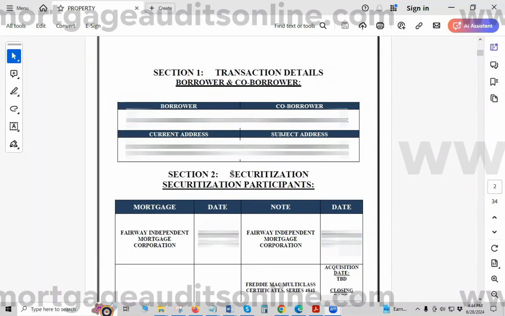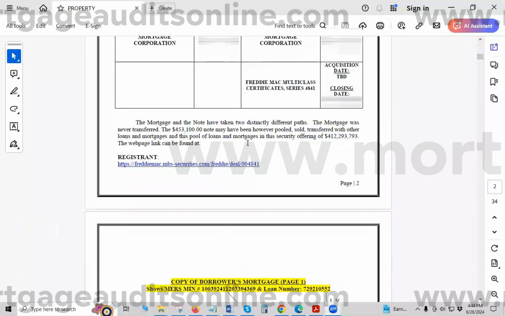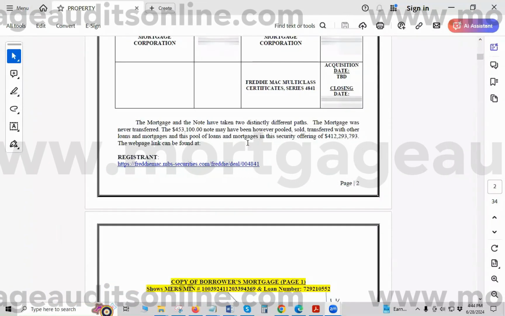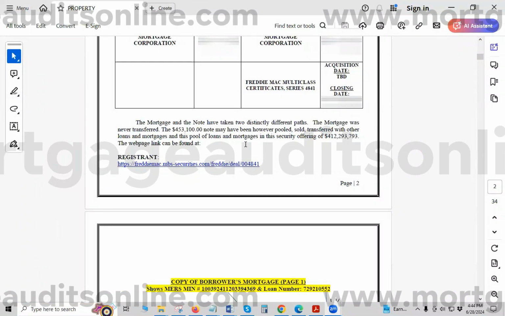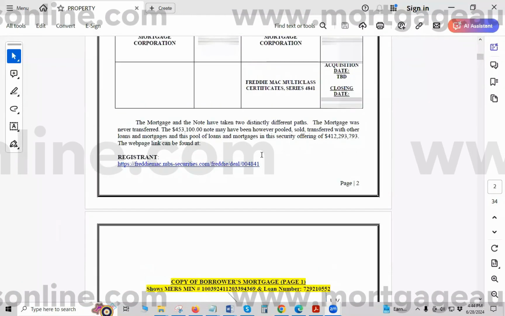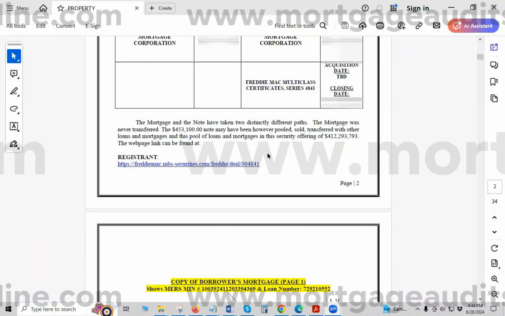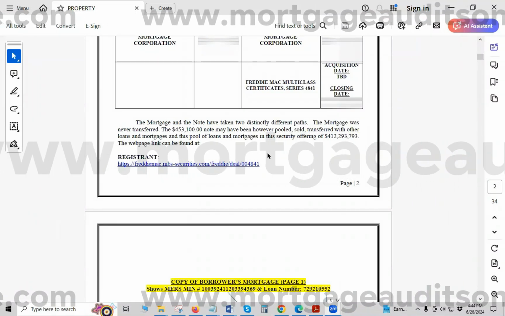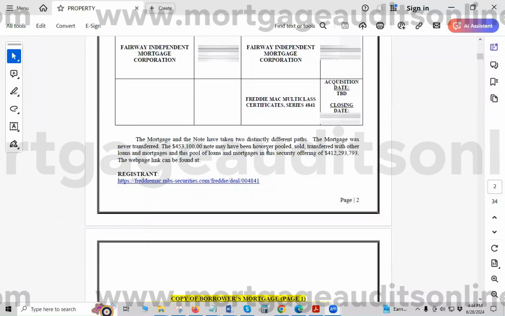As you can see here, the particular borrower specific information. Obviously, after I do the presentation, some of this information will be blurred for privacy reasons. However, I will be going over some specifics here. Now, here on page 2 is a very interesting snippet.